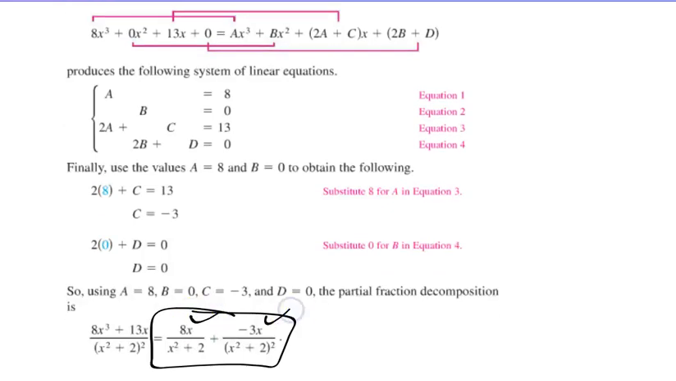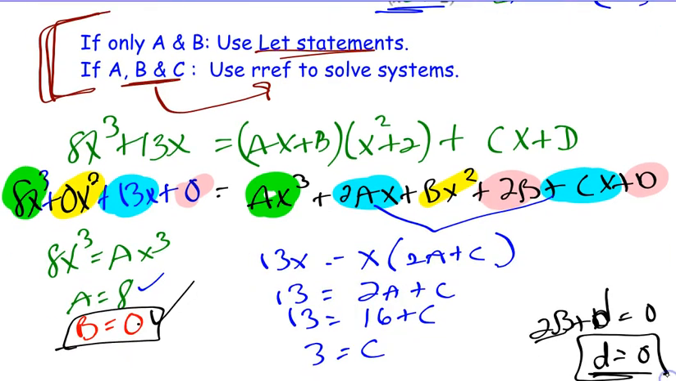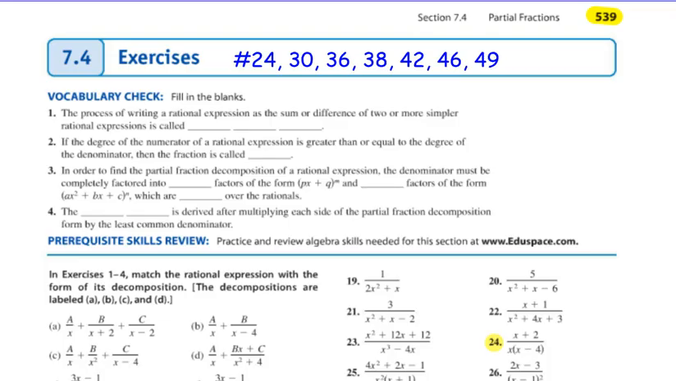There's the 8x and, oh, is that a negative 3? Did I get a negative 3? Yep. Oop, I didn't, but I should have. All right, very, very good. So that's partial fraction decomposition.